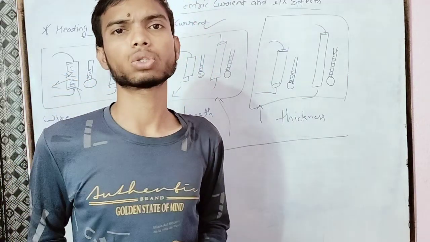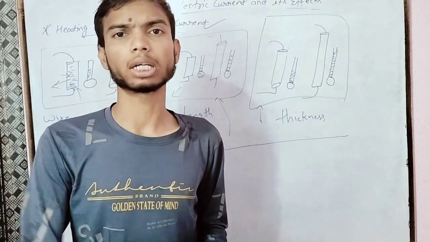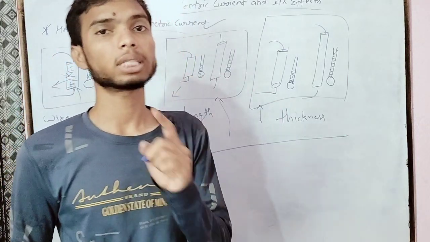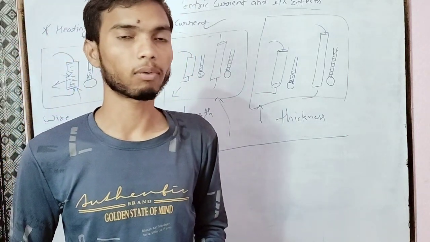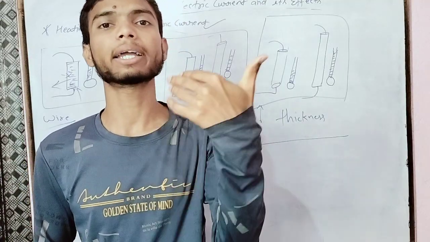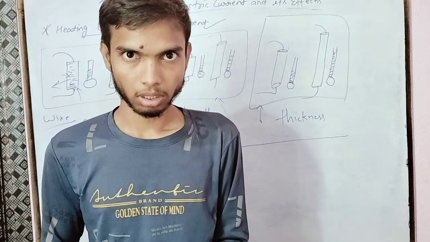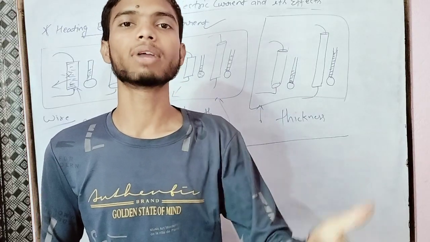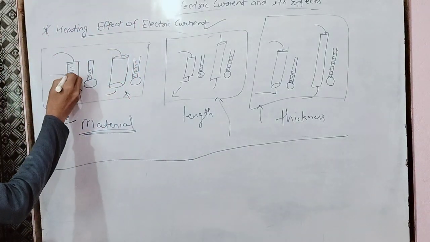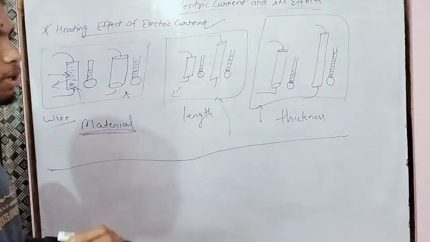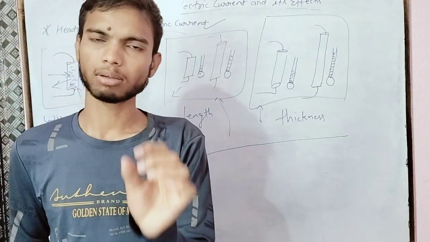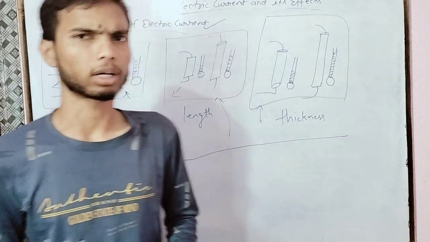If the material, the conductor inside of a wire, is strong, then that wire will not have a high heating effect. Instead, it will have a normal heating effect. Okay. Here you can see this is a wire which is made of copper. That's why it has a normal heating effect.